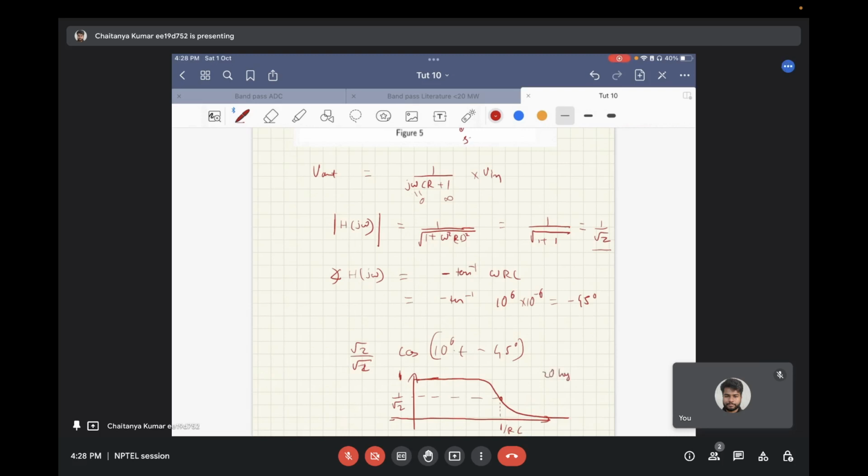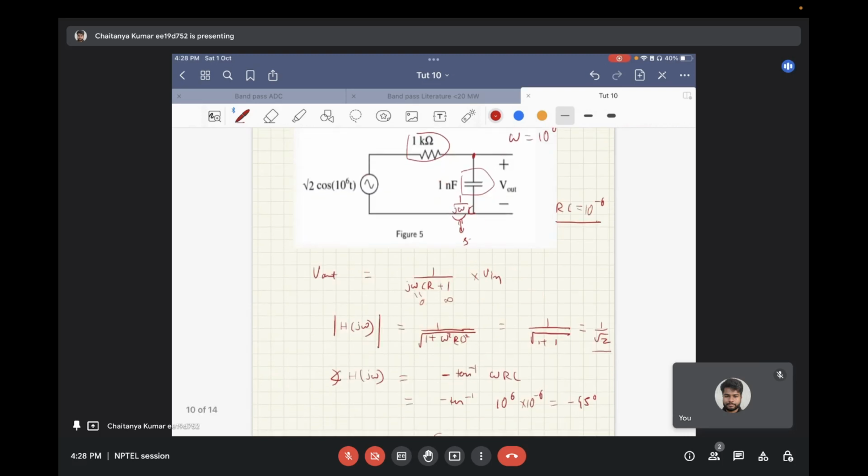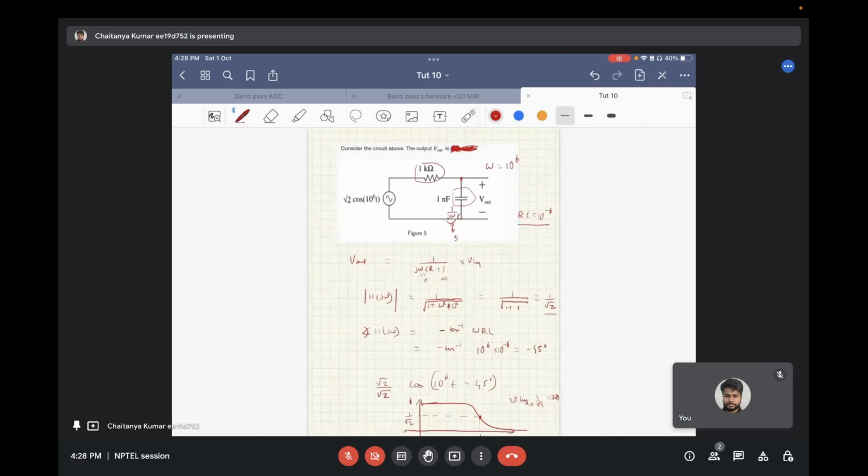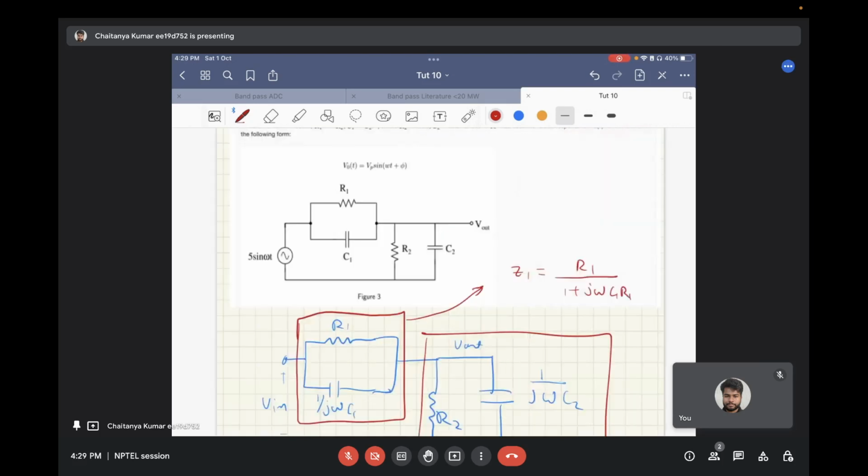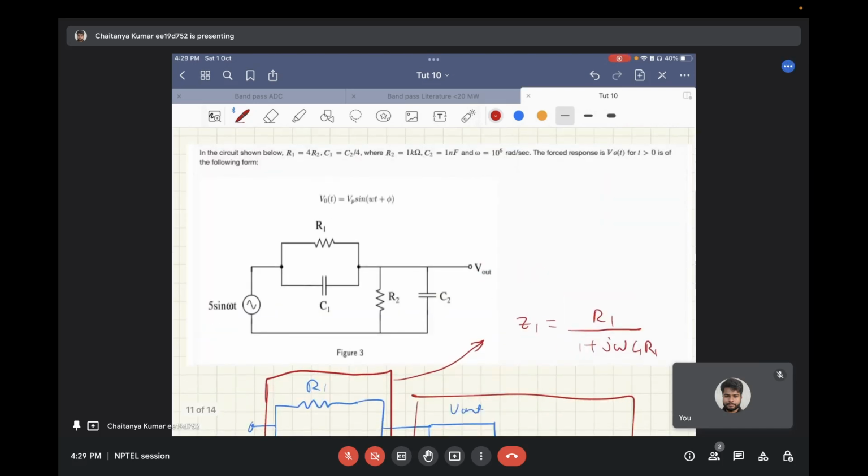20 log 10 of 1 by root 2 comes out as minus 3 dB. So this is called the minus 3 dB bandwidth of the circuit, and that is basically the reciprocal of the time constant of an RC circuit. Now let's move to the next question.